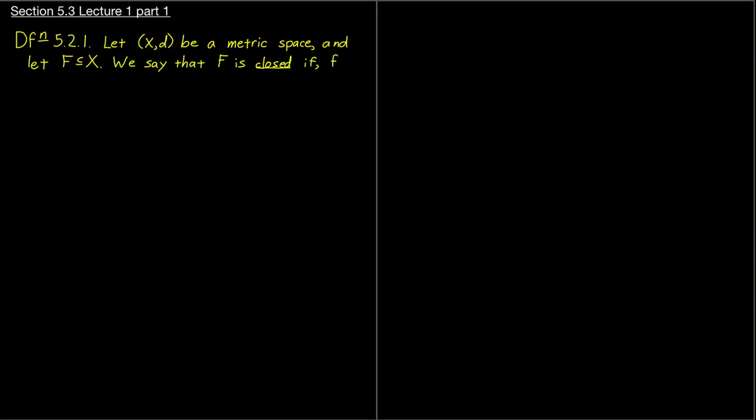if for all sequences in F that converge to some point x in the metric space X, now we don't assume that x is also in the set F. What we're saying is that any sequence in F that converges to a point, the point has to be in F.